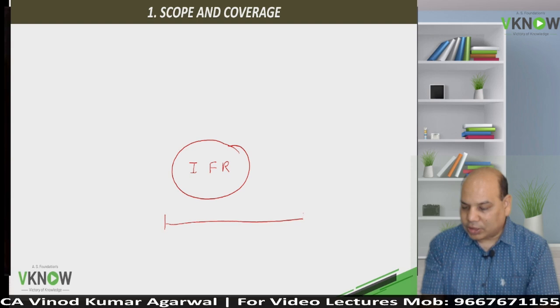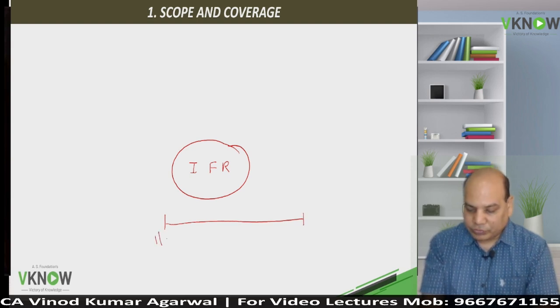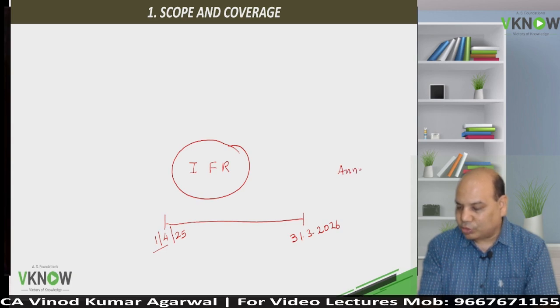Normally, you have studied a company prepares financial statement for 1 year. That is, the financial statement will be, let us say, from 1/4/25 to 31st March 26. So this is annual report.